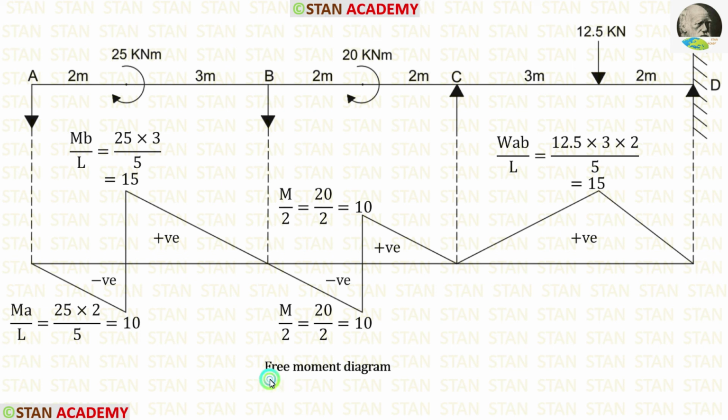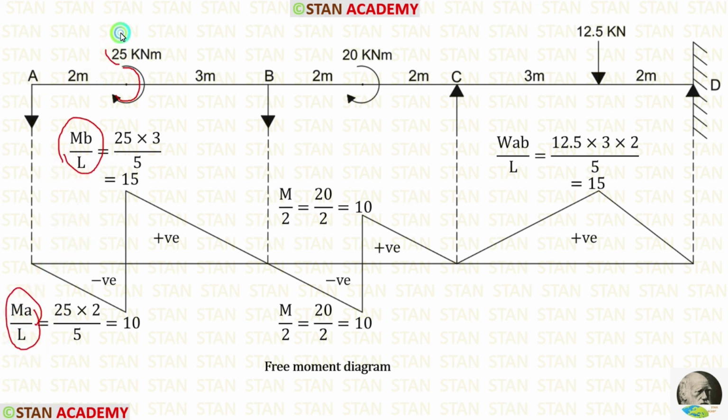Now we are going to draw the free moment diagram. For drawing the free moment diagram, we have to consider every span as a separate simply supported beam and calculate the moments. If in the simply supported beam, concentrated moment is acting in the clockwise direction and it is not acting on the center, the formula to calculate the ordinates are mb upon L and ma upon L. Here m is 25, a is 2, b is 3. After applying the values inside the formulas, we are getting 15 and 10. On the left side of the moment, it will be negative, and on the right side, it will be positive.